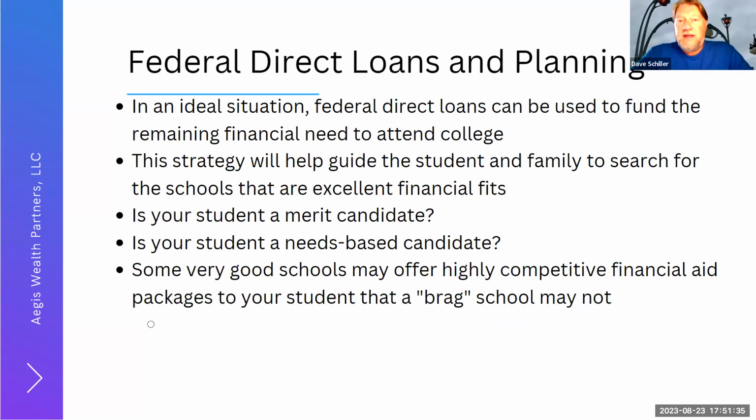So how can you use the federal direct loan limits for college planning? Well, in an ideal situation, you're going to be looking at schools where your remaining need, after all of your other aid and other resources, is what you get when you subtract them from your cost of attendance. The ideal situation is that whatever your remaining need is, you can use those federal direct loans to pay that need, and there's no other need after that. Now, that's not always going to be the case, but that's going to be an ideal situation.